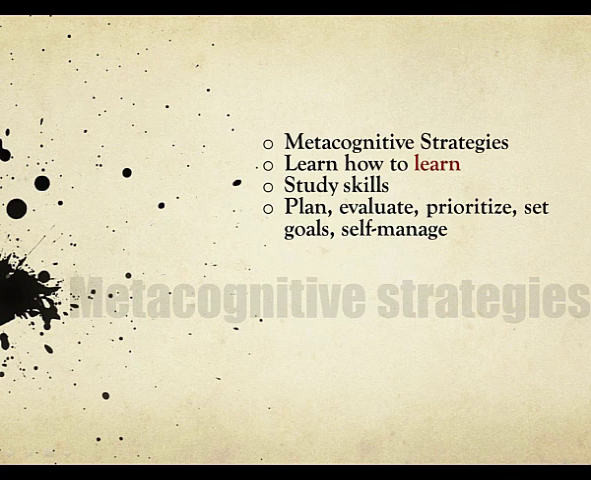Metacognitive strategies are more indirect. They involve learning how to learn. They're very similar to cognitive strategies, and the actual classification difference is probably not too important in the real classroom. Some metacognitive strategies include learning how to plan your learning, how to evaluate your learning, prioritizing, setting goals, and self-management. Sometimes these strategies are referred to as study skills.